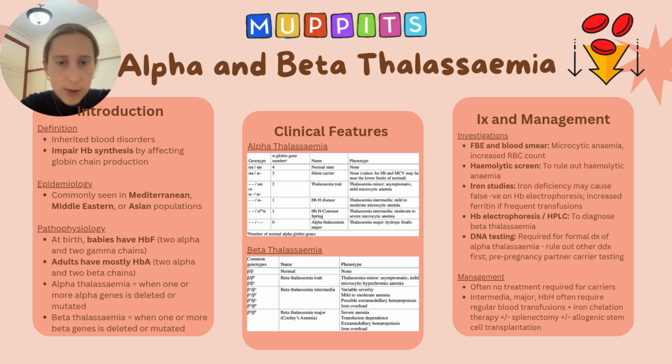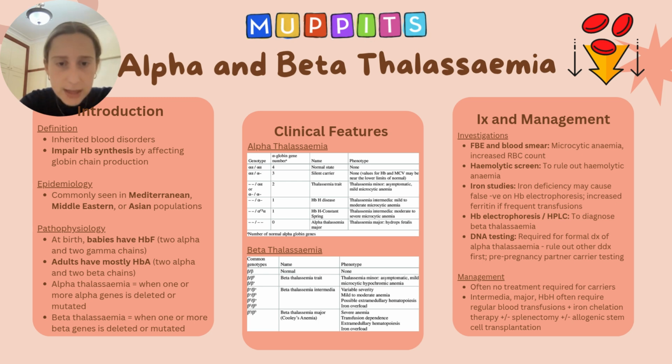HBH disease is when you have 3 deletions, and so you're going to get quite a mild to moderate anemia, and you're going to get more severe anemic symptoms as well. HBH constant spring, I think, is something that you don't have to worry about, but alpha thalassemia major is when you have the 4 deletions of the alpha genes, and so this is going to result in hydrops fetalis, which is most often not compatible with life.